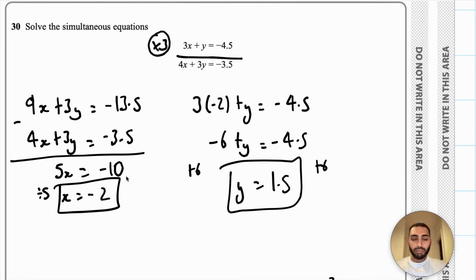Could check this by substituting both of them in. I would probably substitute it into the second equation. I'd rather choose to substitute it into the second equation rather than the first equation, just in case I made a mistake with that first one.